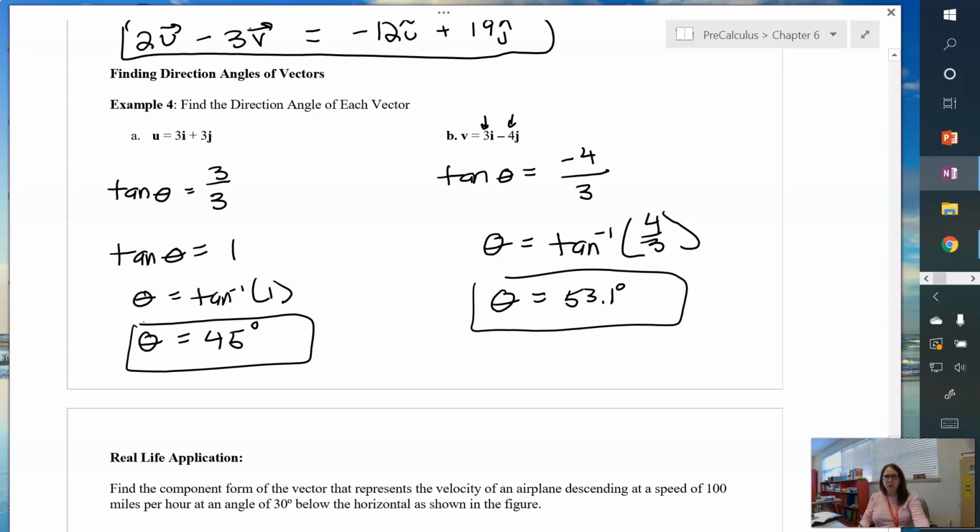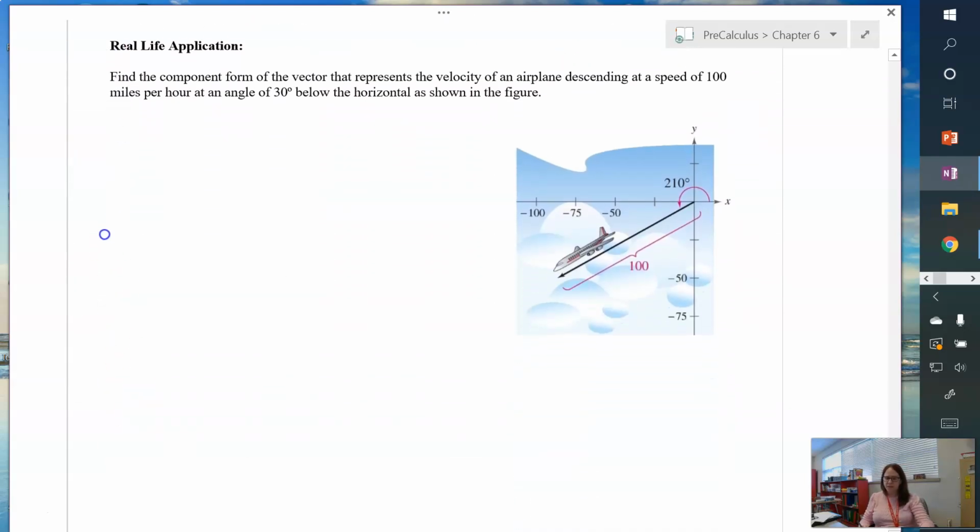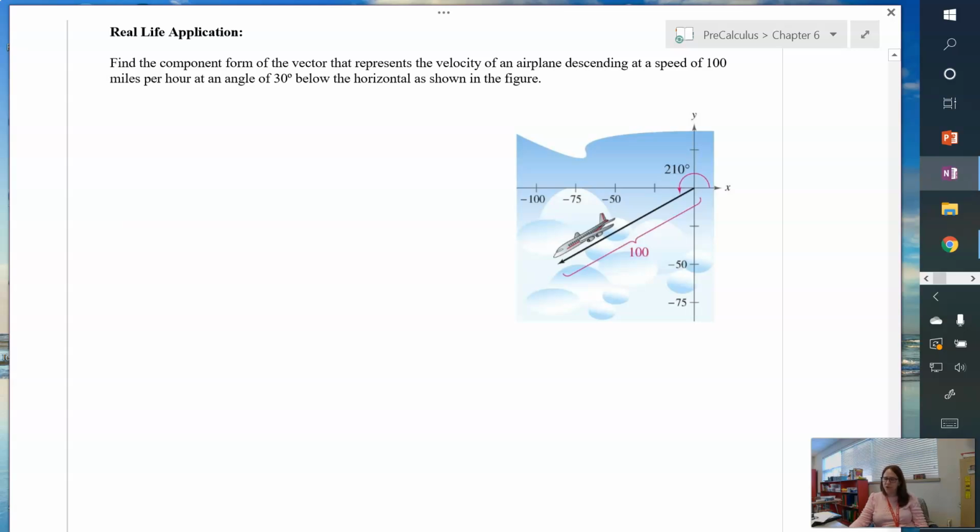Okay? There's only one more problem I want to do with you, and that's a real-life application. In our picture, we have an airplane descending, so I imagine they're landing at SeaTac. And we're going to find the component form of the vector that represents the velocity of an airplane descending at a speed of 100 miles per hour and an angle of 30 degrees below the horizontal, as shown in our figure. So in our figure here, we're 30 degrees below the horizontal. That works out to 210 degrees. And the magnitude of this vector is 100.